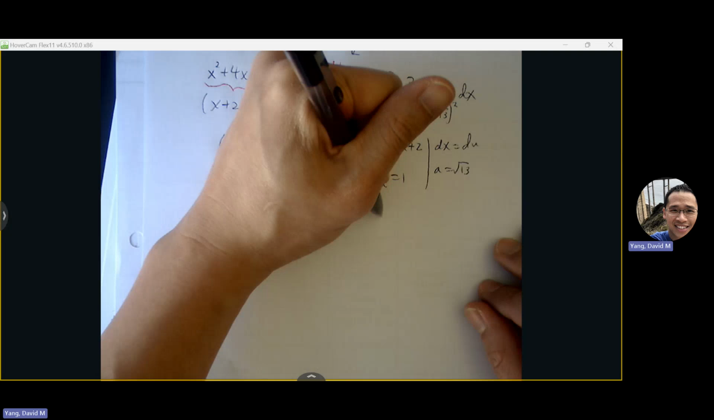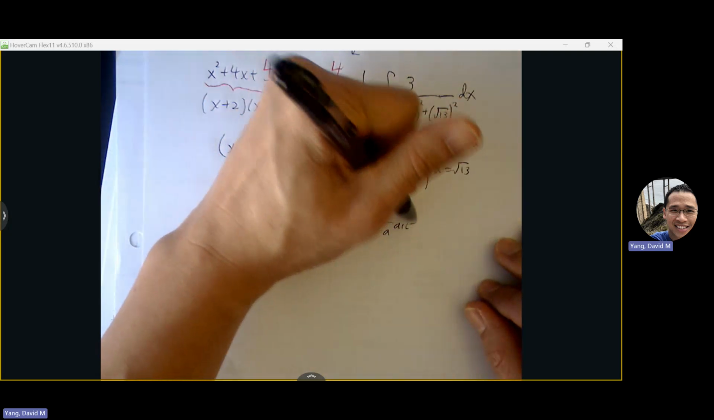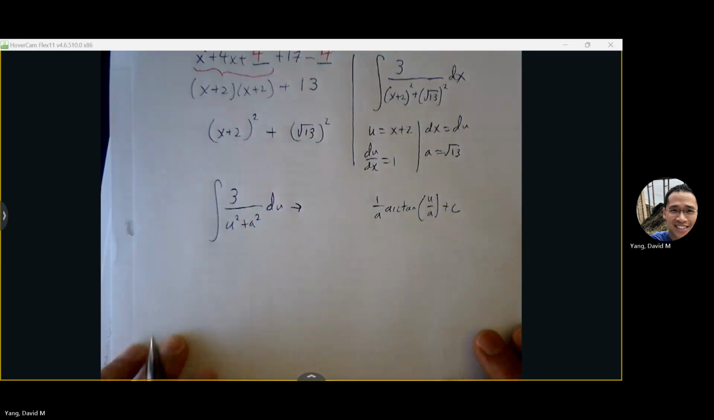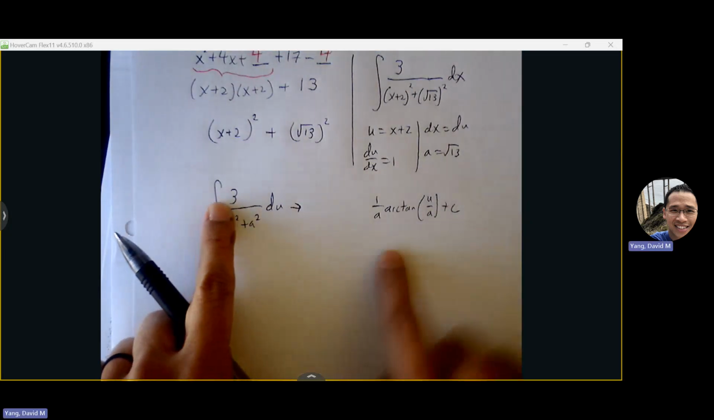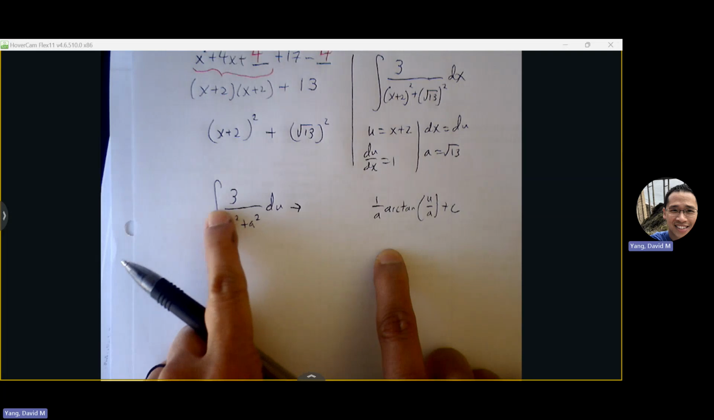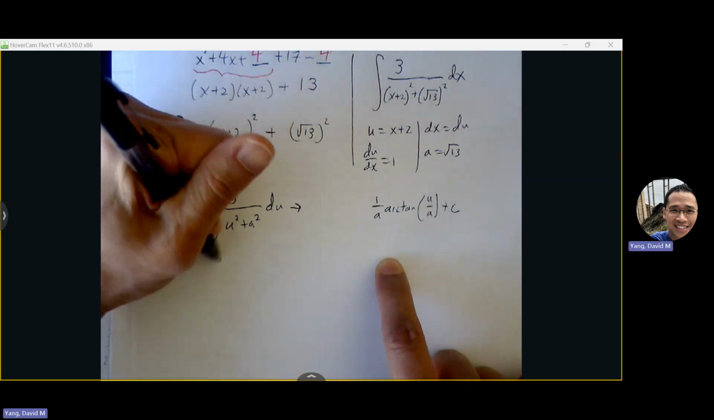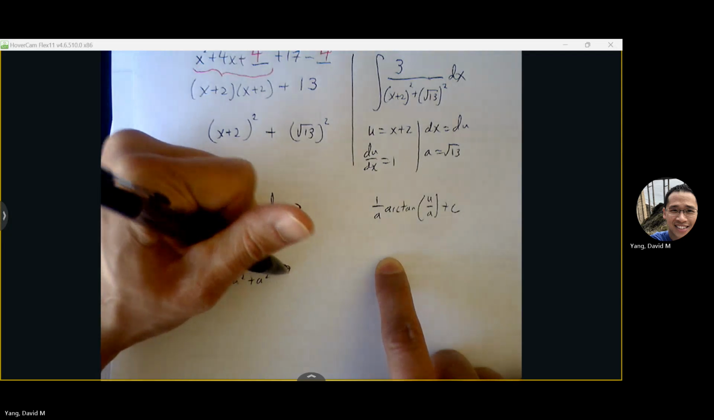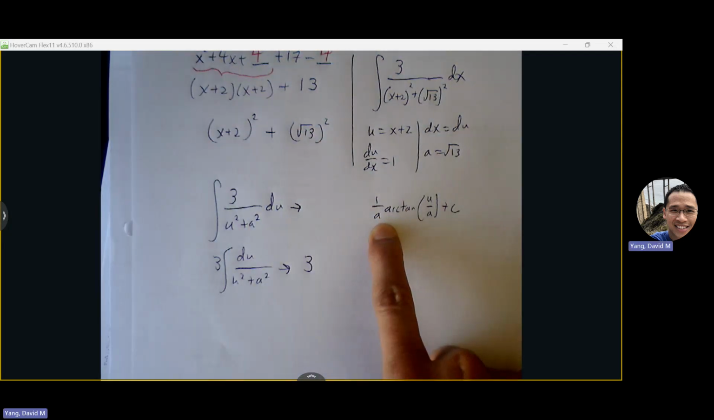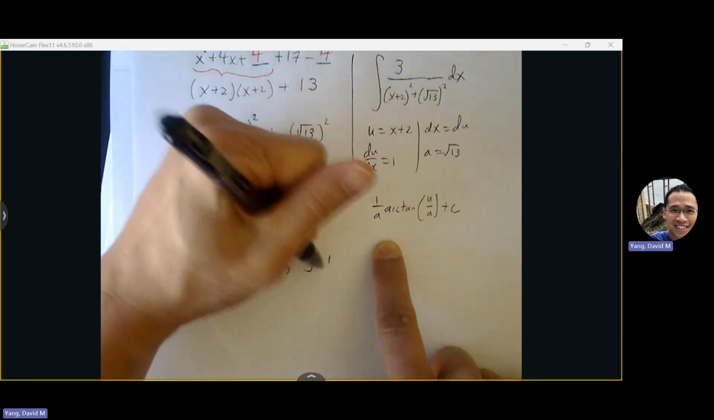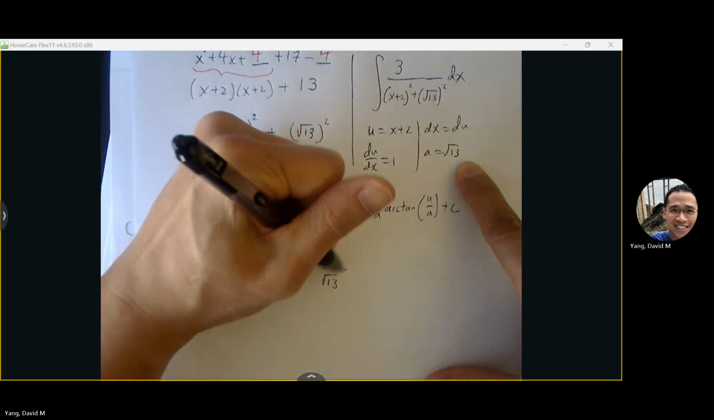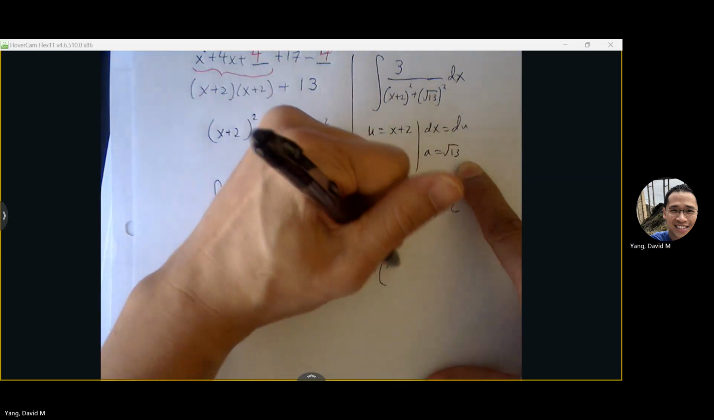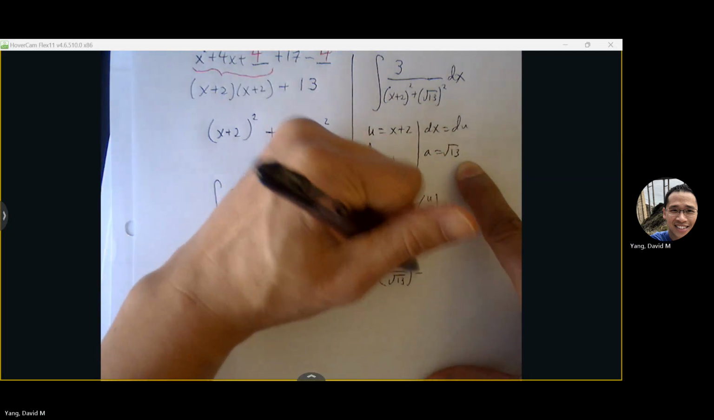The rule says 1 over a arctangent of u over a plus c. So my a is root 13, but I still need to hold on to this 3, right? This 3 is going to have to come out as a coefficient. So that 3 is on top or in front of my 1 over a. So 3 times 1 over a arctangent of u over a plus c.